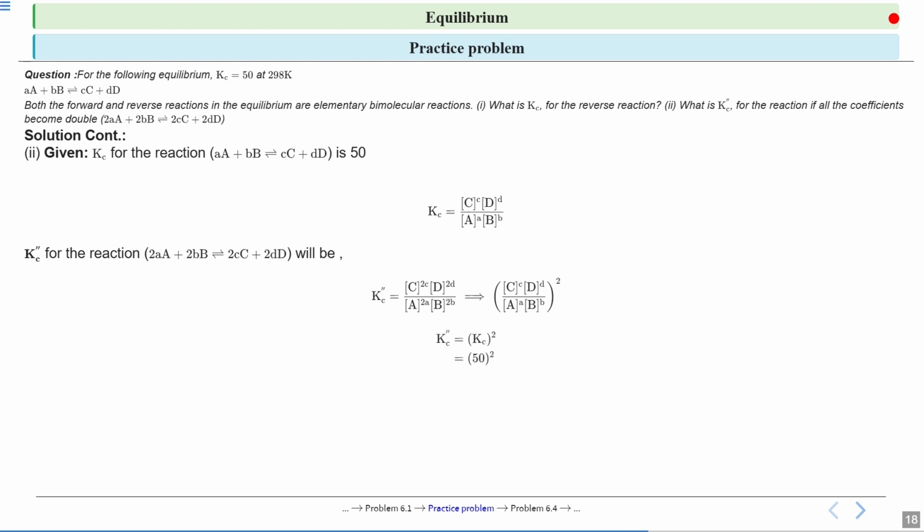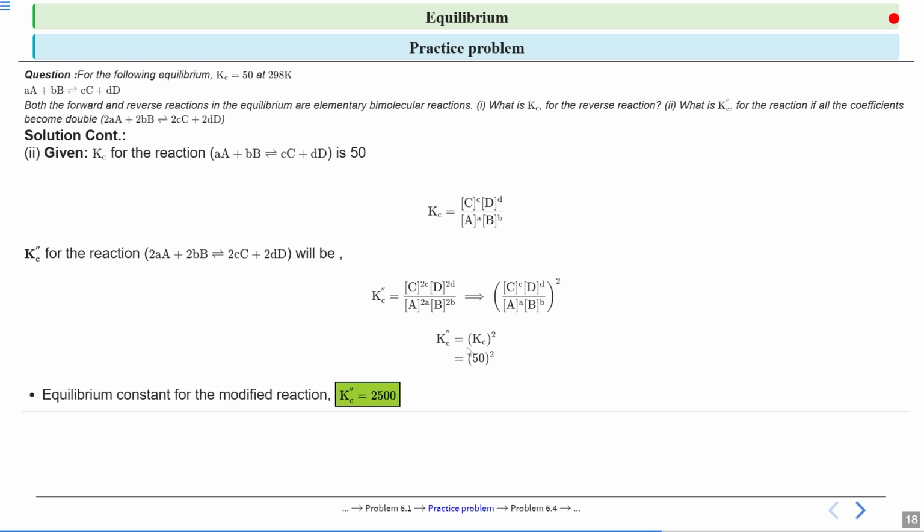Further, if you put this as Kc, so we have the concentration of C raised to the power small c, concentration of D raised to the power small d, divided by the concentration of A raised to the power small a, concentration of B raised to the power small b. So this whole term inside the bracket can be considered Kc. Therefore, K''c equals Kc squared, or 50 squared. If you just square it, you will finally get your K''c value as 2500. So this is your final answer.